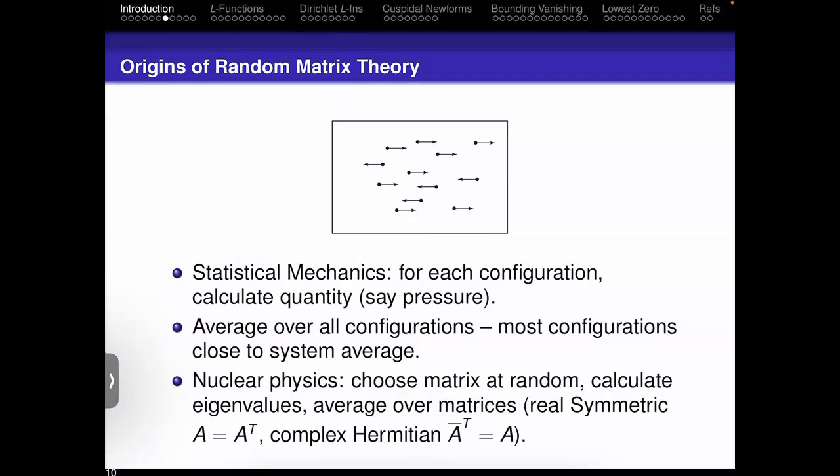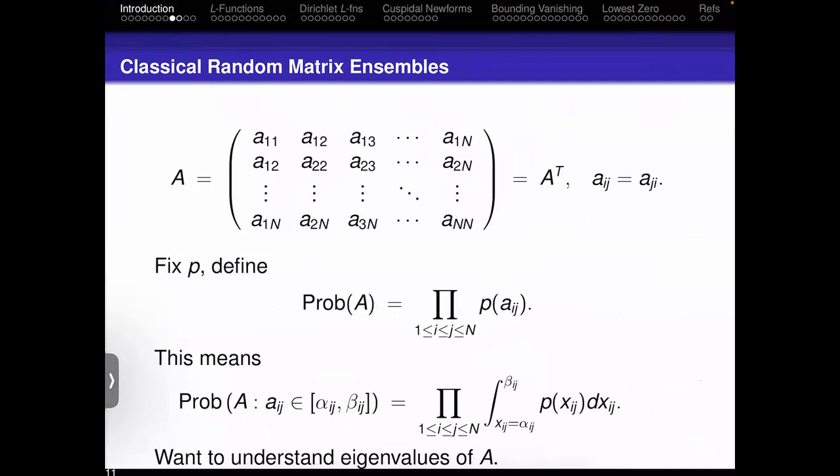And this does a phenomenally good job. Frequently, there's some structure in your physical system, and that impacts which matrices you look at. So we might be looking at real symmetric matrices, so A_ij is A_ji, and we can define a probability on the matrix by just taking the product of the probabilities of each independent entry.